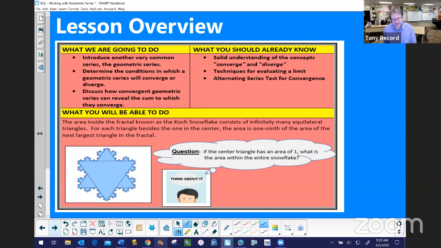What you need to know, obviously, is a solid understanding of the concepts of converge and diverge. Always, techniques for evaluating a limit can come into play here.